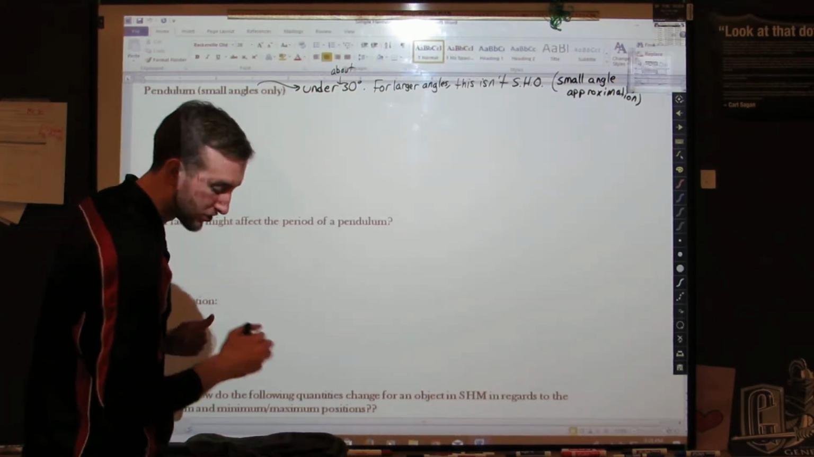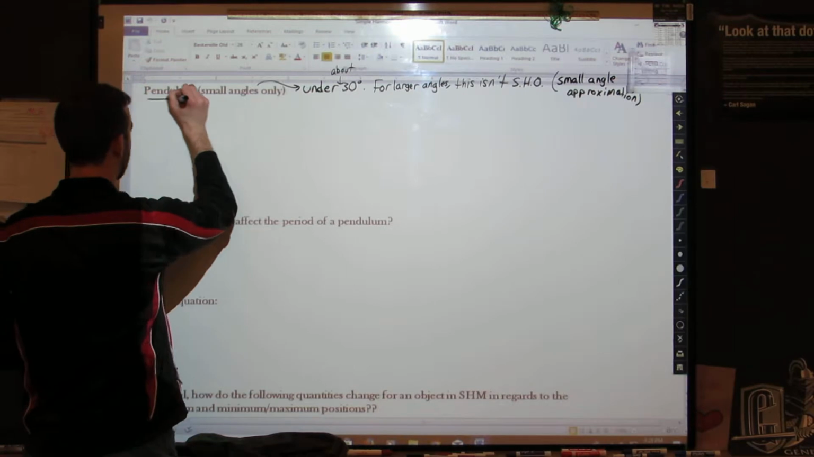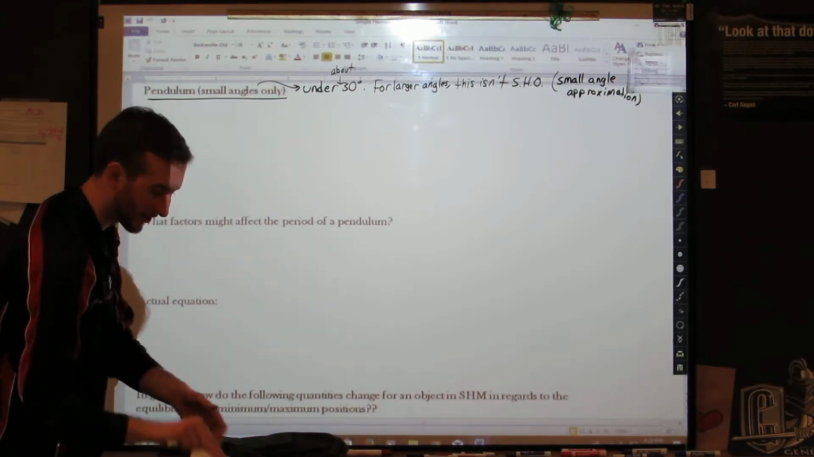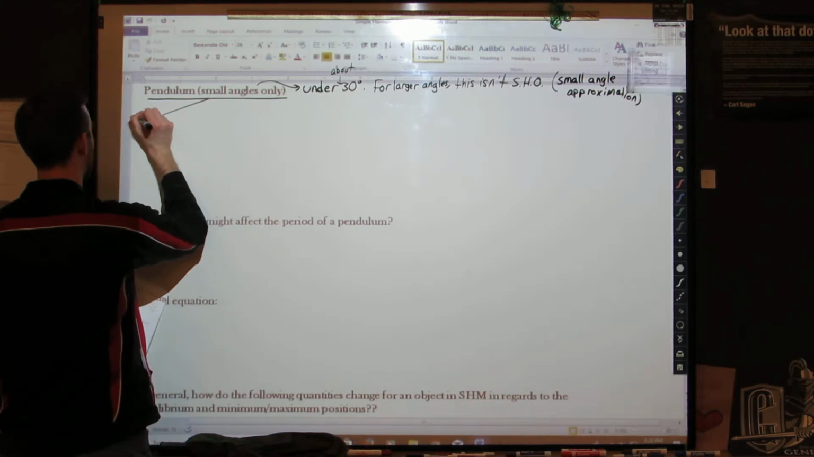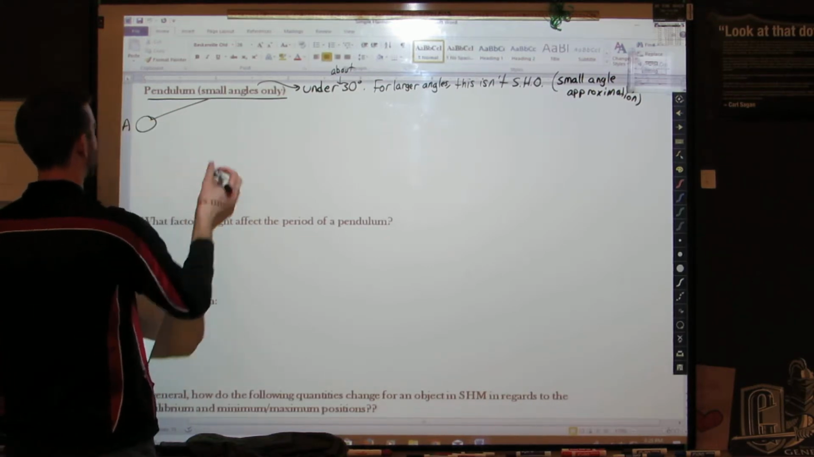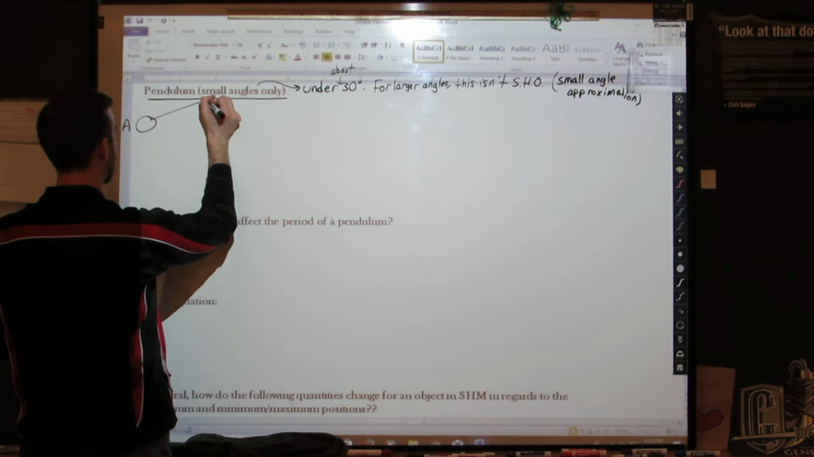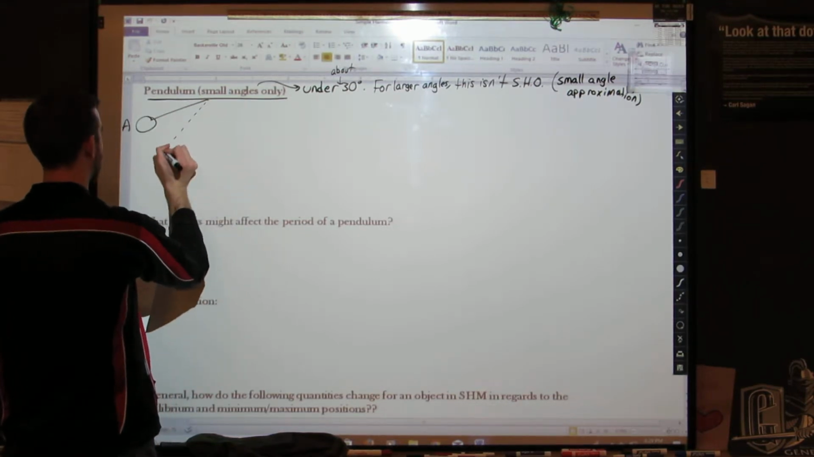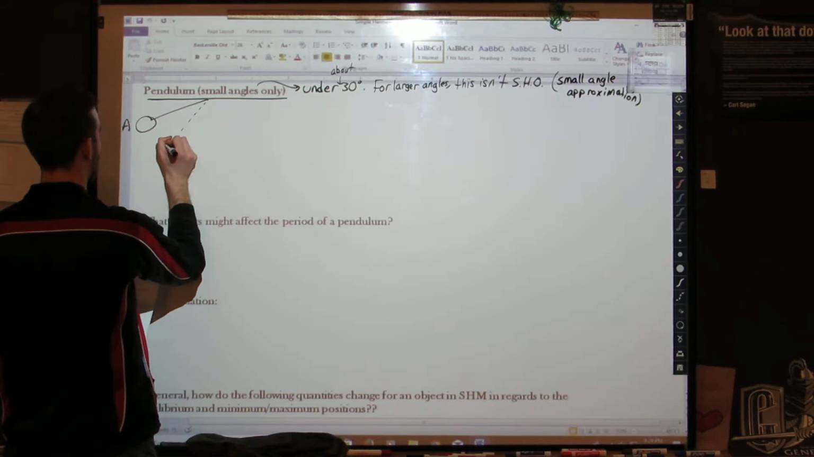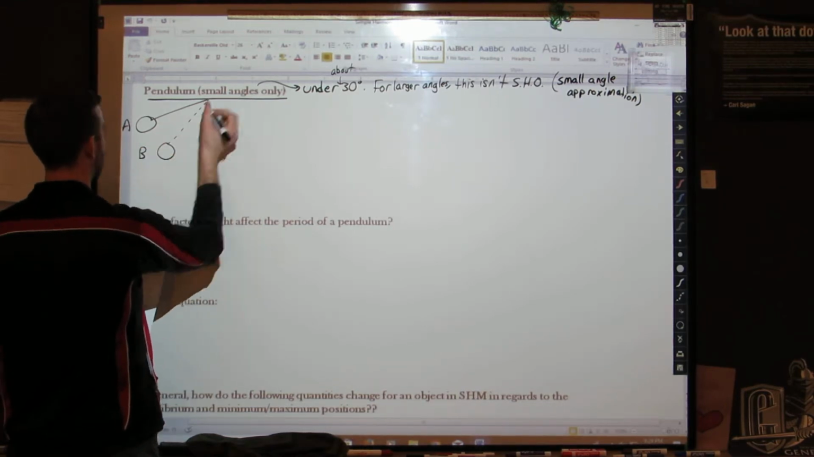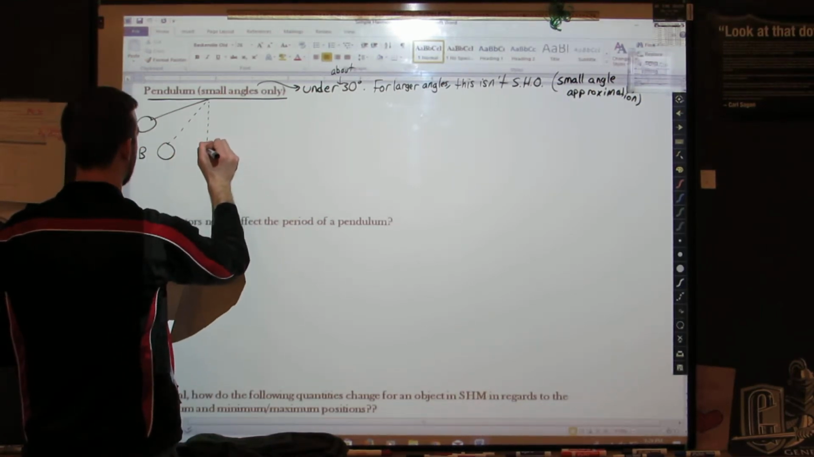So, for a pendulum, here's our picture. Okay, there's the ceiling. We have a string tied to an object. We'll call this position A. And as time goes on, that object will swing down to different spots.